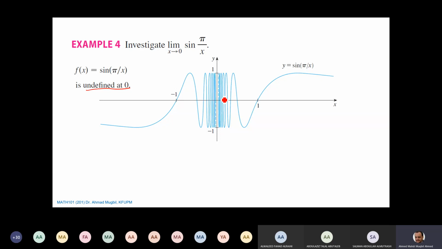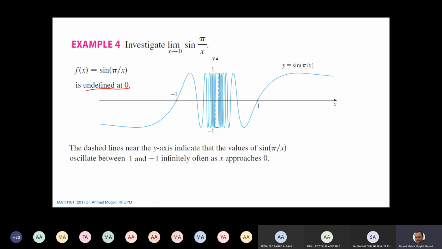When you are so close to 0, look what happened to the function. It starts oscillating. It is going like this rapidly. You don't know where you are. It will keep oscillating between -1 and 1, and you know that sine of any theta is always between 1 and -1. Always. It will not go over 1 or below -1.